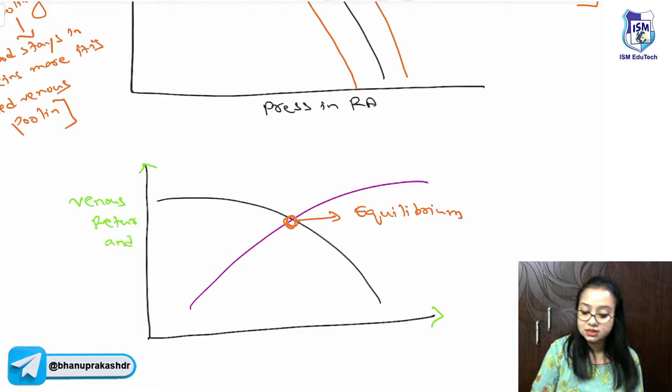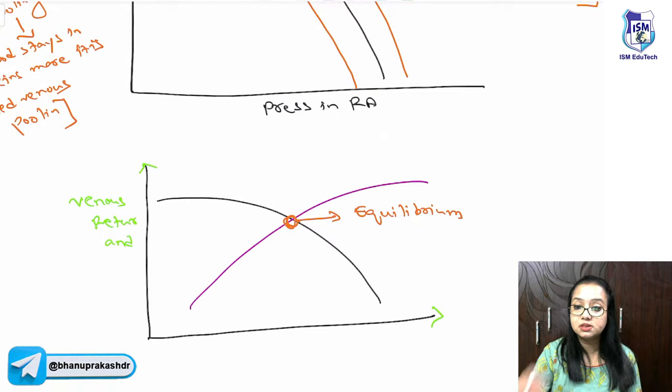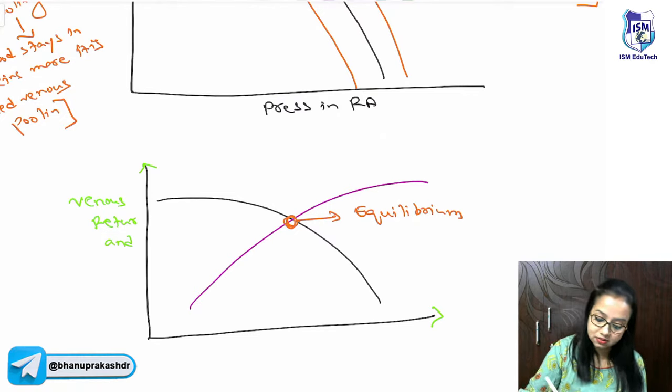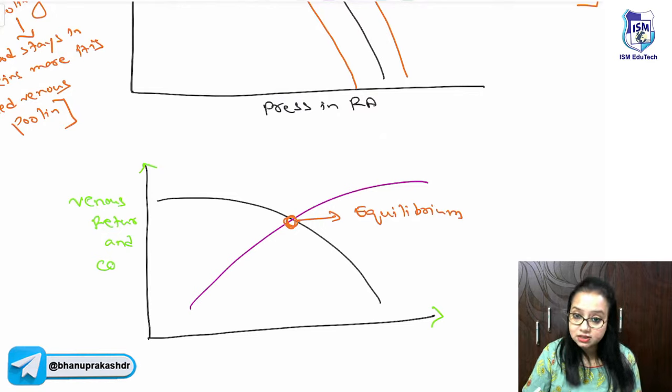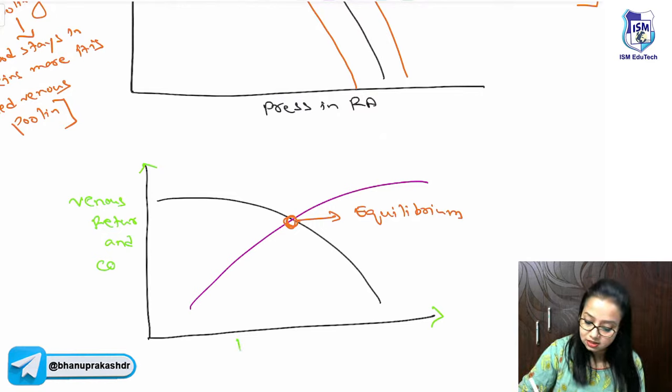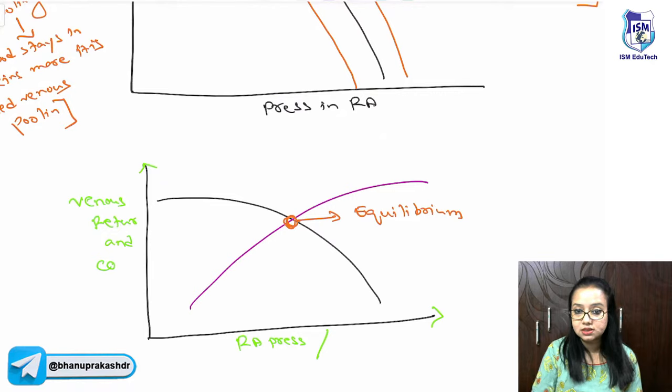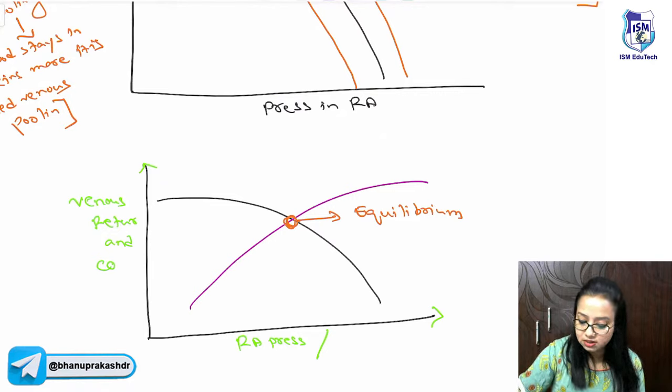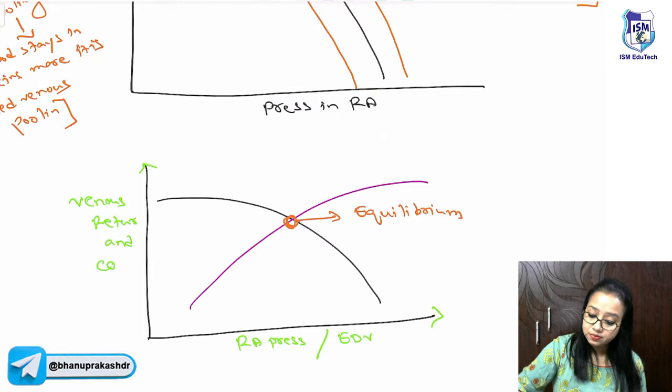And if we consider the left one, that is the Starling curve, the Frank-Starling curve, it is the cardiac output or stroke volume. On the y-axis, what does it mean? It is the right atrium pressure. And if we consider the Starling curve, what is it? It is the end diastolic volume.